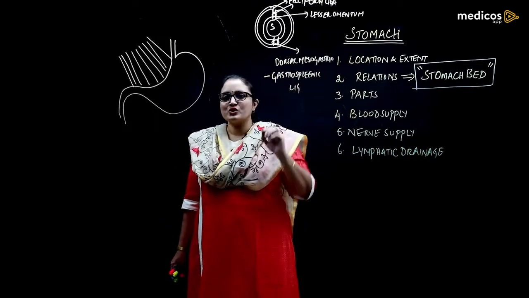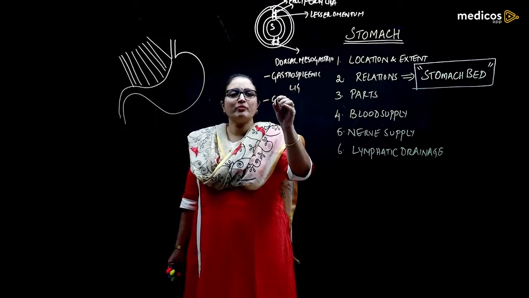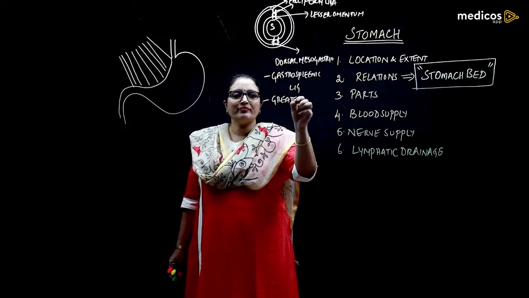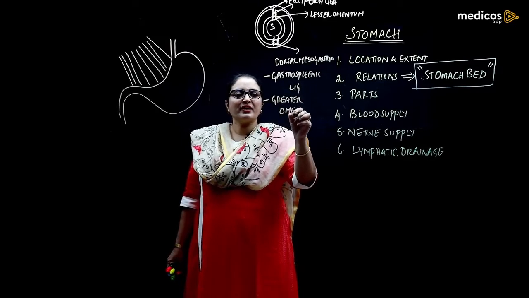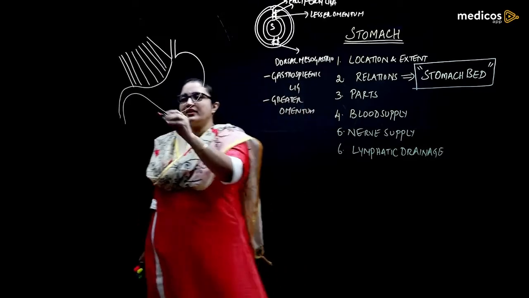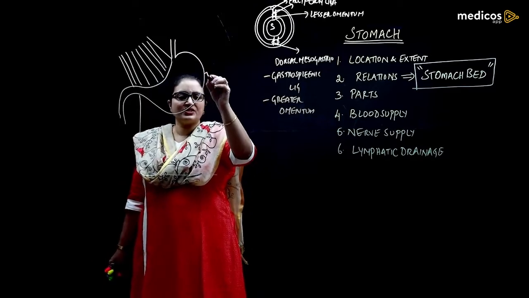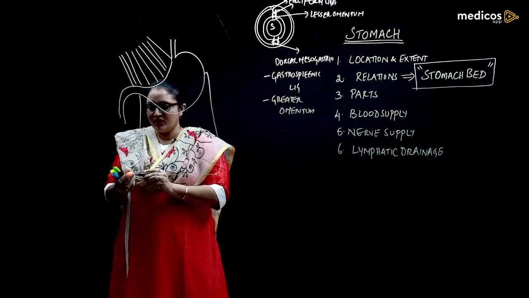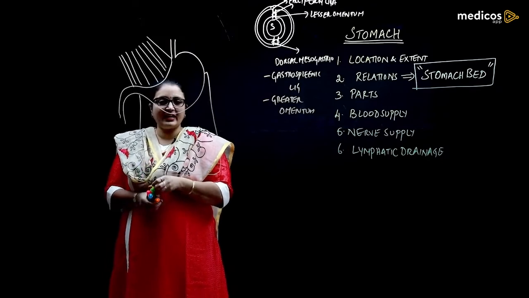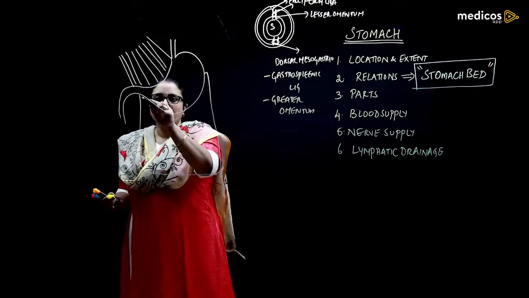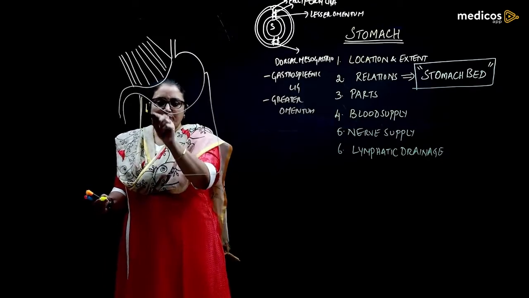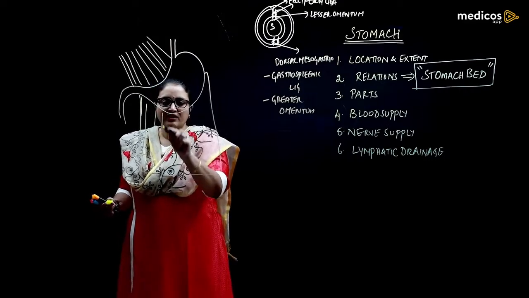Okay, it becomes the gastrosplenic ligament, and a major part of it becomes the greater omentum. What does it become? It becomes the greater omentum. So, the greater omentum is attached throughout like an apron along the greater curvature.